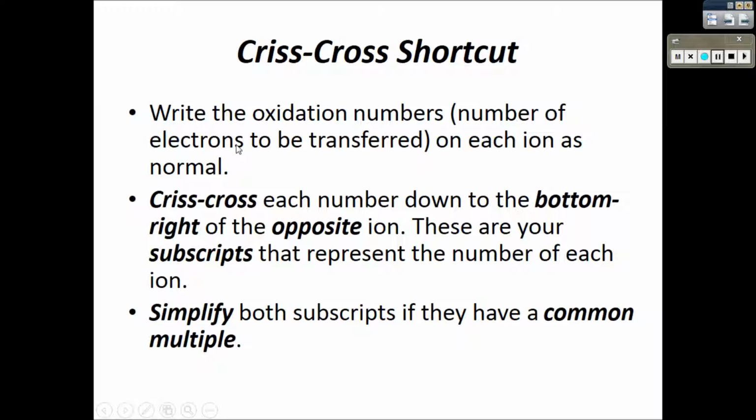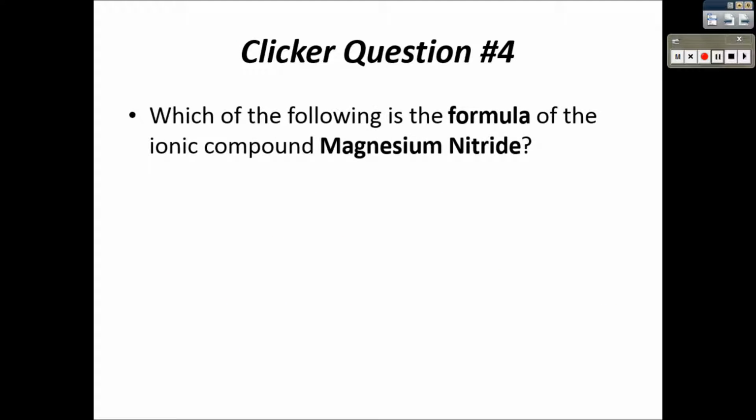really easy. What you will do first is write the oxidation numbers or the charges on each ion as normal, and then you will crisscross the numbers down to the bottom right side of the opposite ion. And those numbers you're bringing down will become your subscripts. And then you will simplify the subscripts if they have a common multiple. Let's look at an example.